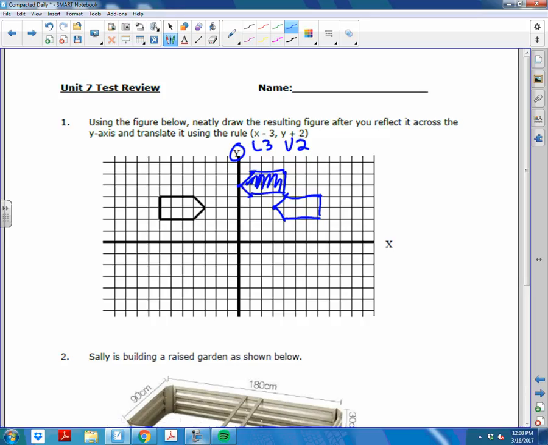Alex, question? But since it says after you reflect it and translate it, you wouldn't draw the reflected figure, right? You just stated that. No, but I'm explaining how to get to where we're going. Okay? I'm explaining how to get to where we're going. So this is the correct resulting figure.